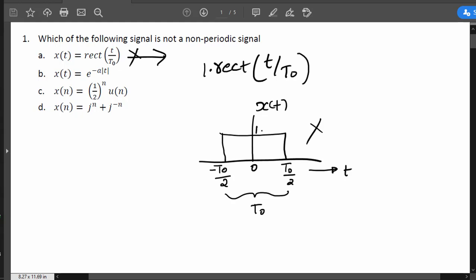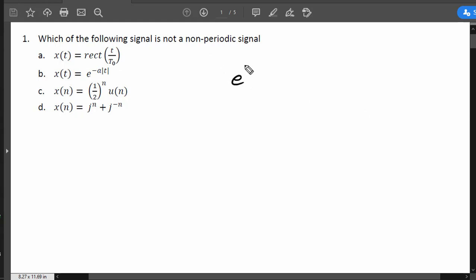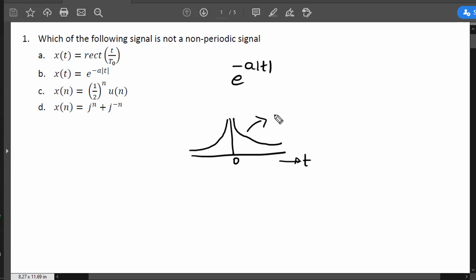Okay. Now we'll go with option 2. Option 2 is e power minus a magnitude t, or mod t. So graphically, this is how it is defined. This is the independent variable t. On the negative side of t, it is exponentially increasing. On the positive side of t, it is exponentially decreasing. This is how the sequence looks graphically. Since it is exponentially decreasing on the positive side of t, it is e power minus a t. And since it is exponentially increasing on the negative side of t, the equation is e power a t.